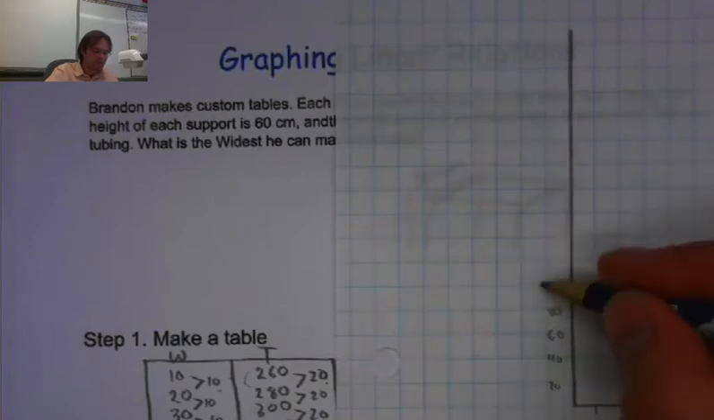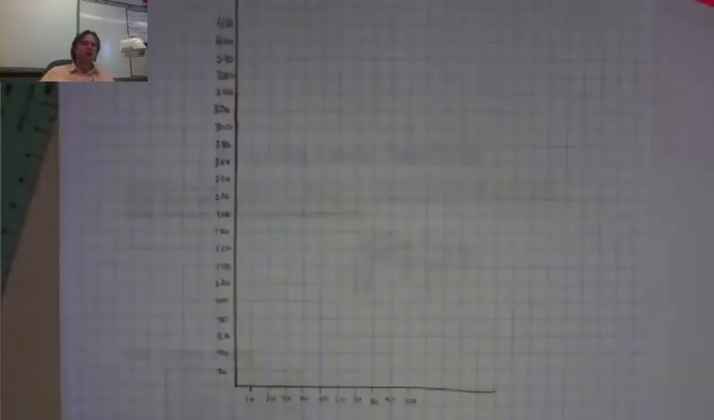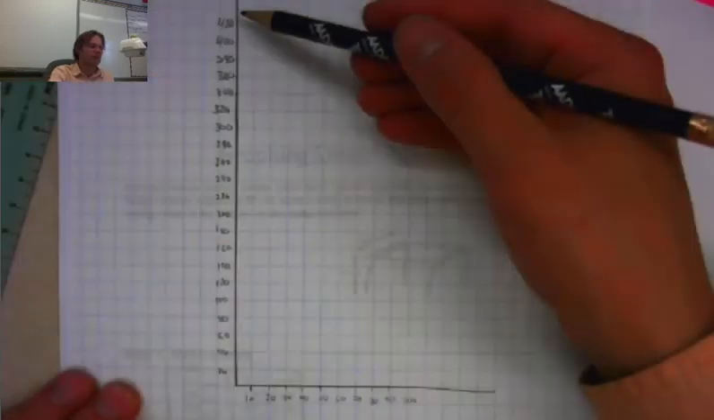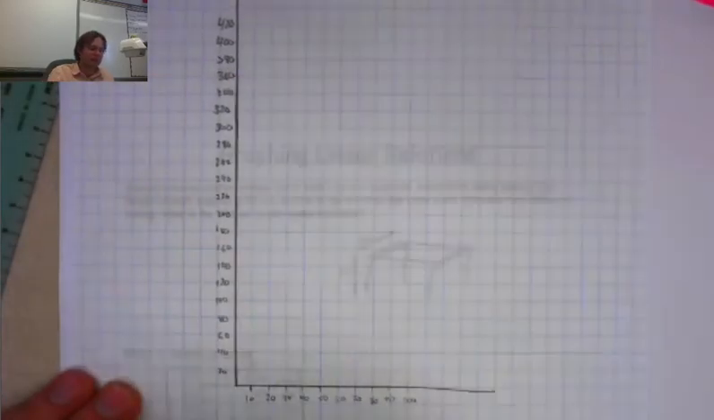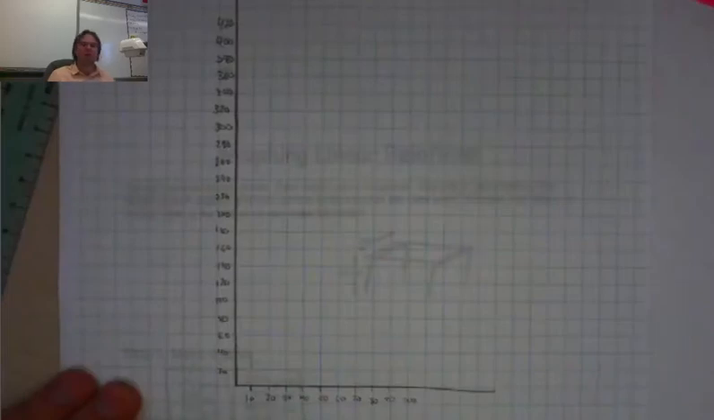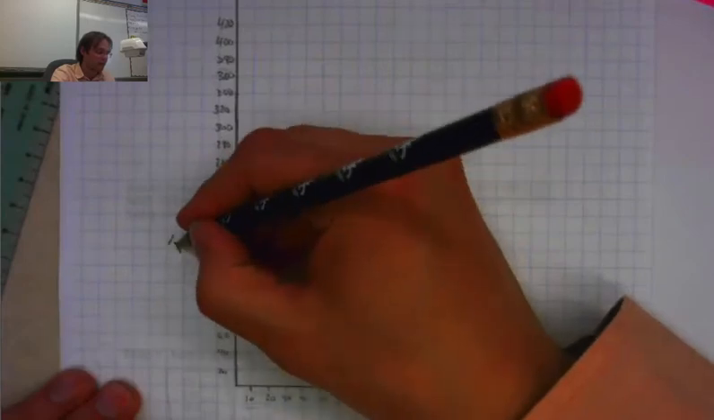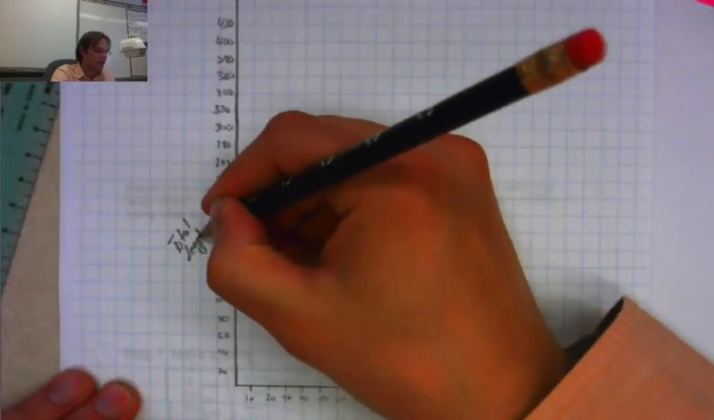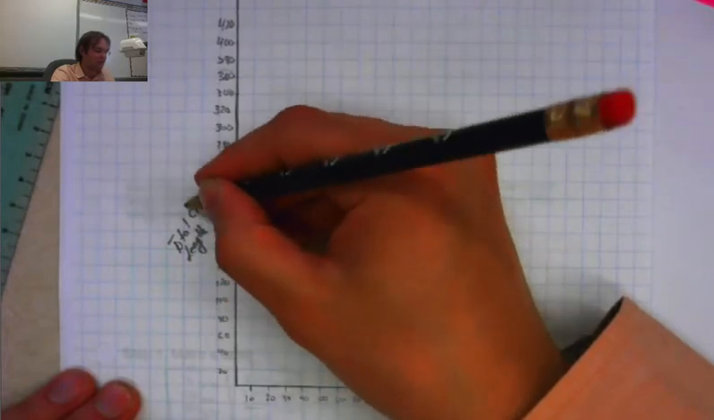Okay, so now I have my graph done. I counted all the way up to 420 on the side, which I really only need to go to 380 because of my question, and all the way up to 100 on the bottom. Okay? Now, this is going to be my total length, and it is in centimeters. So we have to put that in. This here is going to be my width, so put our title in, and that is in centimeters.